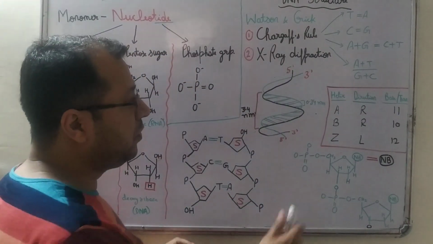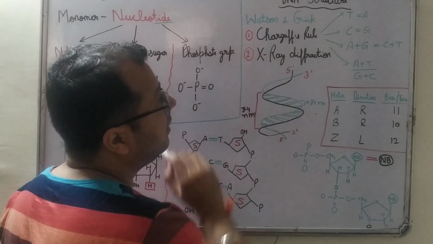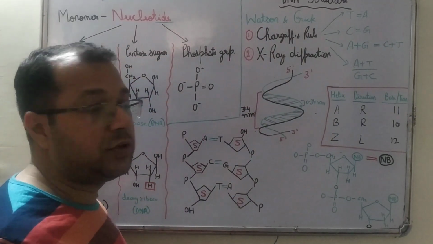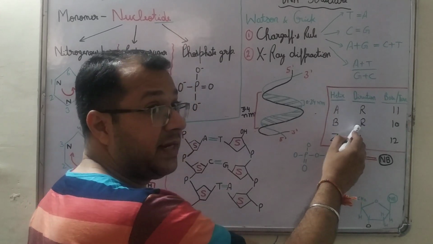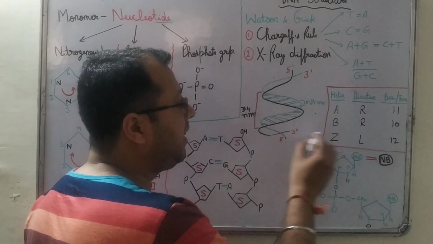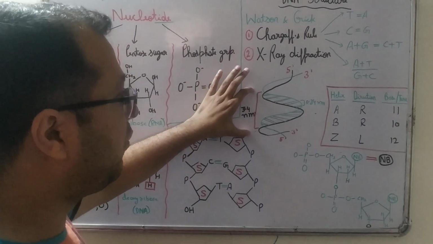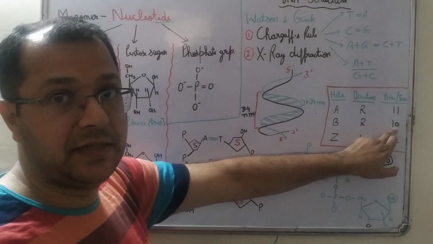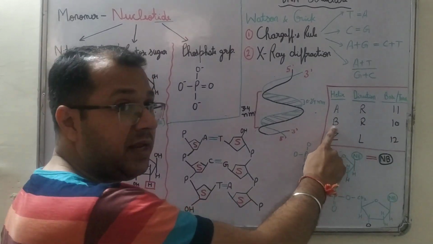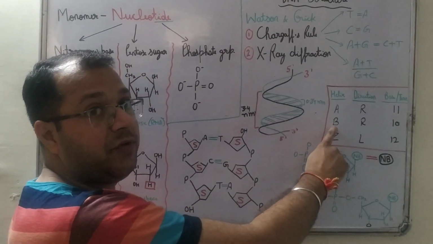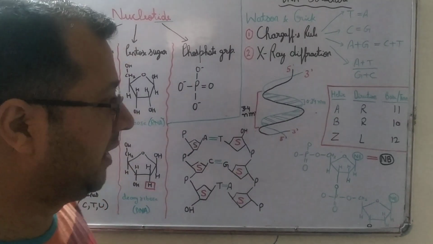So the main structure of DNA which was proposed by Watson and Crick is the B form of DNA. That means the direction of helix is right-handed, and the number of bases present in one turn is 10 base pairs. So 10 base pairs are present in one turn in case of B form of DNA, which is the most common form of DNA present in physiological conditions.